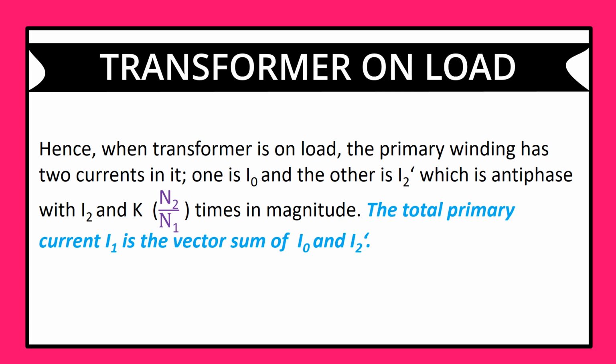Hence, when transformer is on load, the primary winding has two currents in it. One is I sub 0, or the no-load primary current, and the other is the additional current in the primary, or the I sub 2 prime, which is antiphase with I sub 2, and K, which is N sub 2 all over N sub 1 times in magnitude. So therefore, the total primary current I sub 1 is the vector sum of I sub 0 and I sub 2 prime.